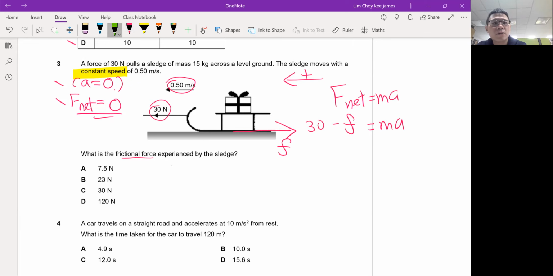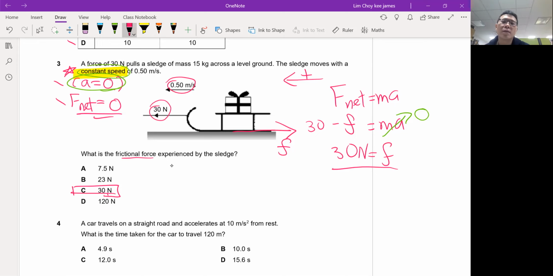Remember what I mentioned? Since your acceleration is 0 because of constant speed, the right side of the equation, ma, will be 0. So automatically you will have 30 Newton equal to F. So my friction will be 30 Newton. So straight away, my friction will be 30 Newton. Take note, the important thing for this type of question is to take note of the meaning behind the word constant speed.